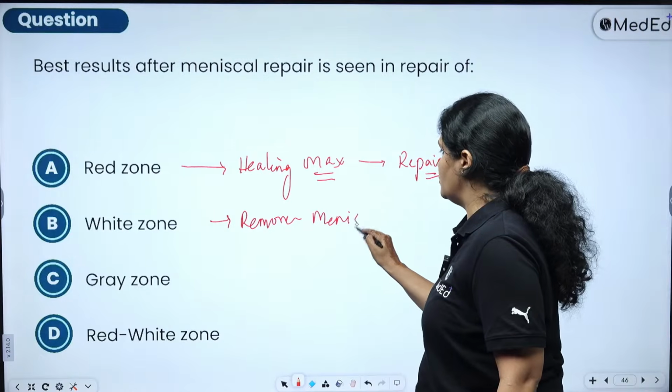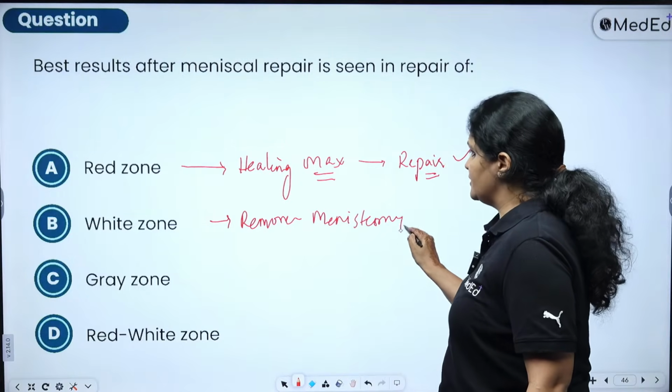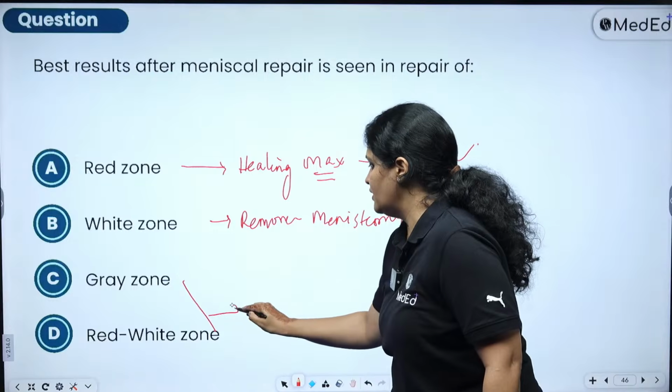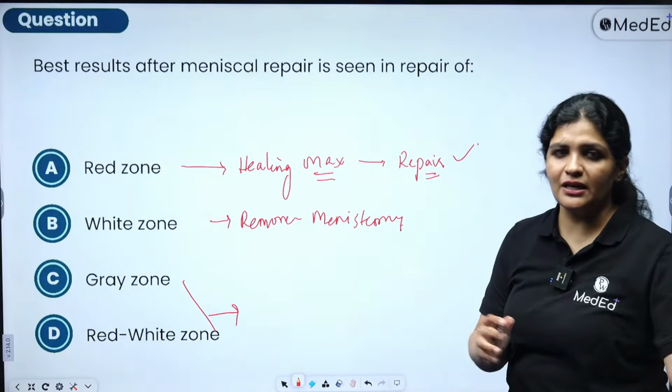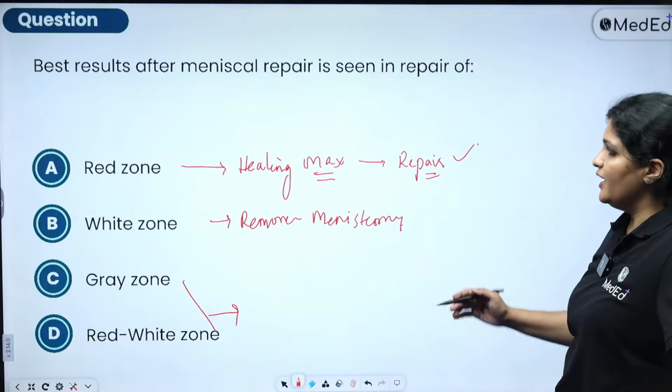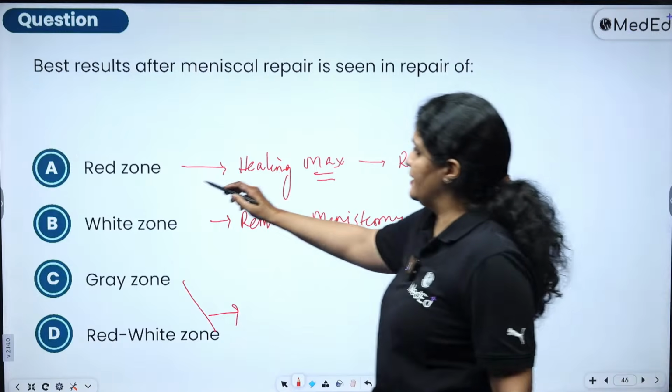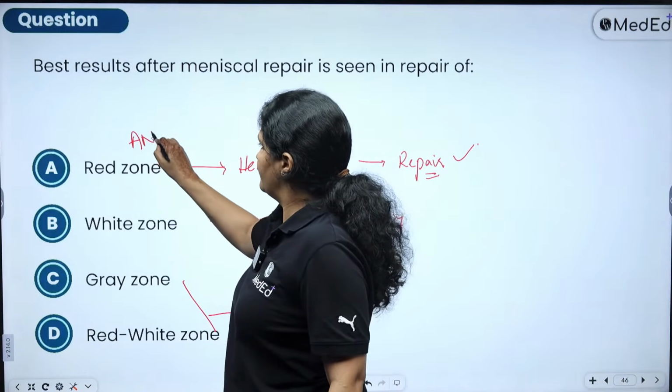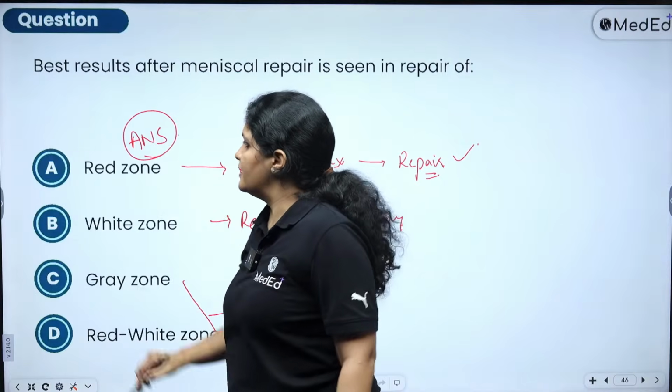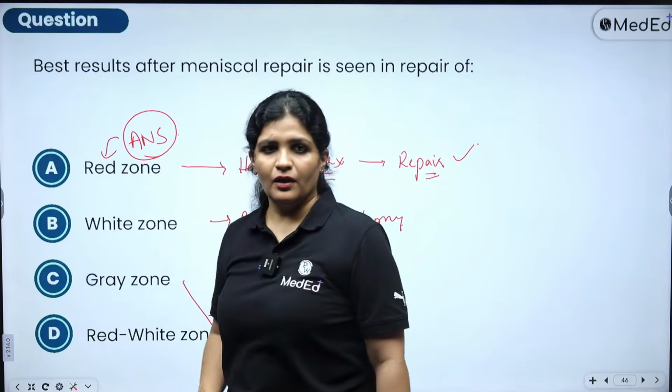There is no gray zone, and this gray zone is nothing but your red-white zone. It depends whether it's towards the red zone or towards the white zone. So the answer here is your red zone. Okay, is that clear?